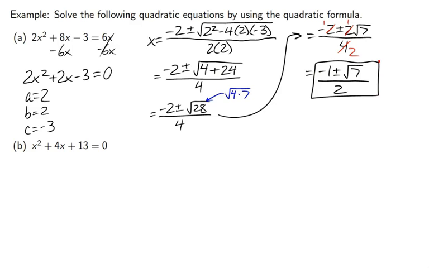So sometimes once we use the quadratic formula, we can reduce the square root, which makes it possible to reduce the whole fraction overall. Sometimes the denominator goes away completely.